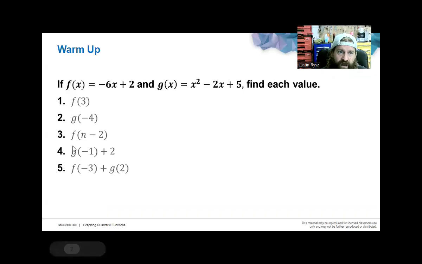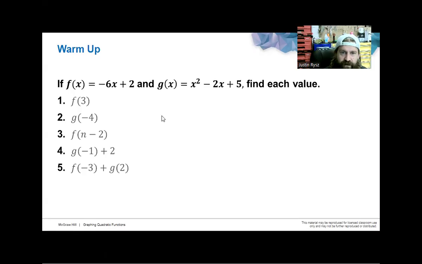So got a little warm up here. We got these two equations here. We got f of x is this one here, negative 6x plus 2. And g of x is this one here of x squared minus 2x plus 5. Find the value of each one of these. Okay, let's check our work here. If you haven't paused the video, let's do this now.